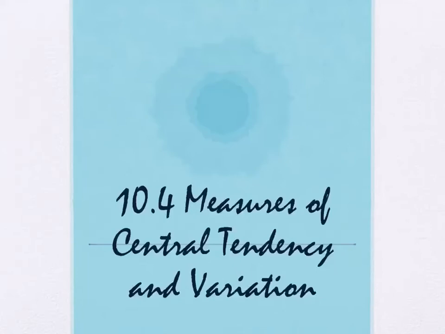All right, 10.4, we're going to be taking a look at measures of central tendency and variation. Central tendency has to do with how things are sort of grouping up in the middle, and variation has to do with how things are spreading out. So there are three measures of central tendency. At least one of them is very familiar to you.